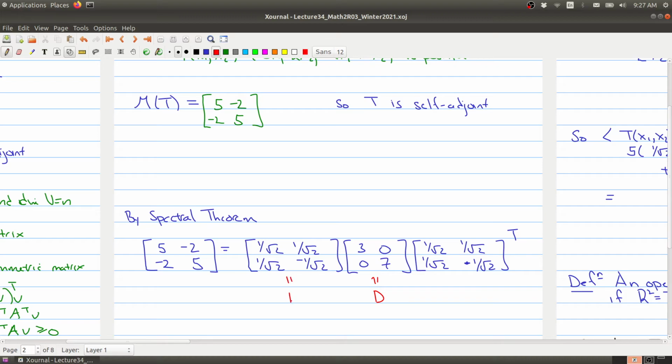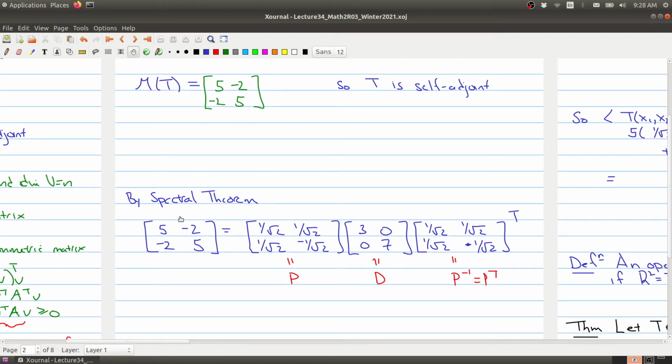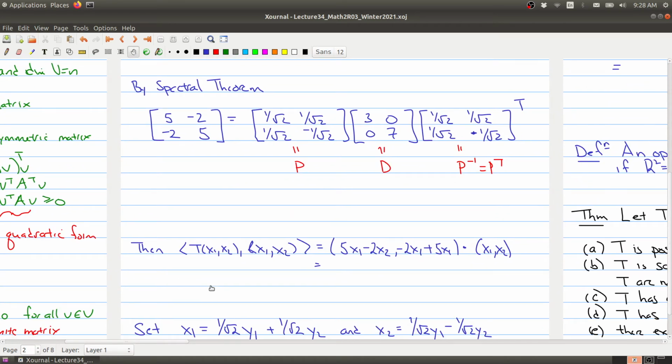We'll call this matrix P. And this matrix over here, because it's an orthonormal basis, is equal to P transpose. And so we can decompose the matrix associated to the operator in this form. You could think of this as decomposing the operator into the composition of these three operators. Okay, so what does this all have to do with showing the positivity?